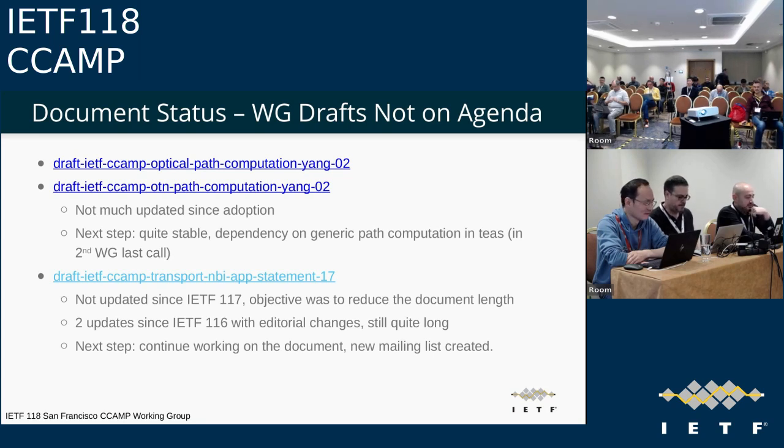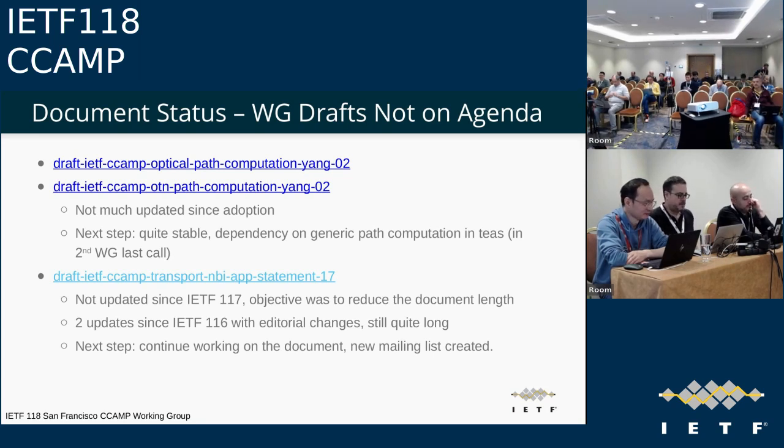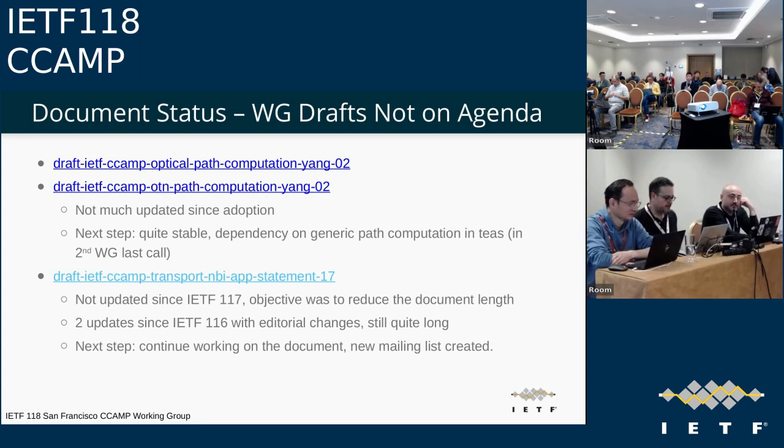What else? Path computation, both optical and OTN. Those are pretty stable drafts. We have dependencies on the generic path computation draft that is being discussed in TEAS, which is now going through the second working group last call. So that dependency should be resolved pretty quickly, and we will be able to move these drafts forward.